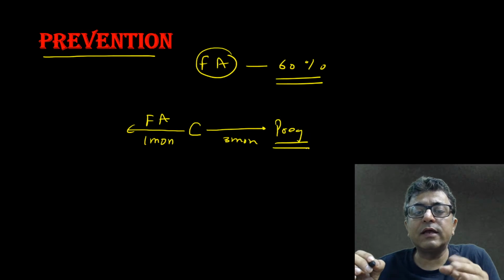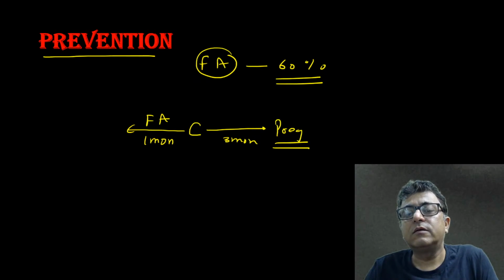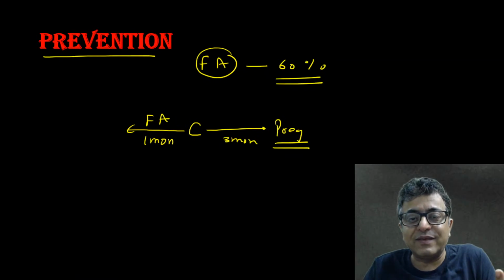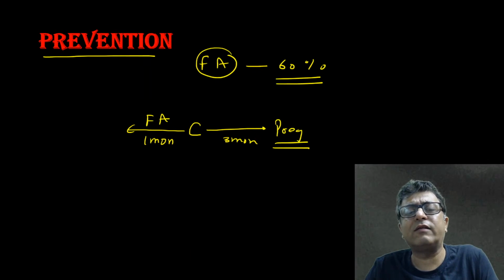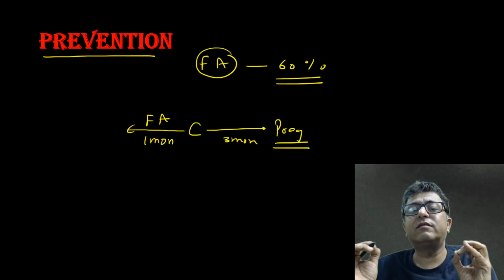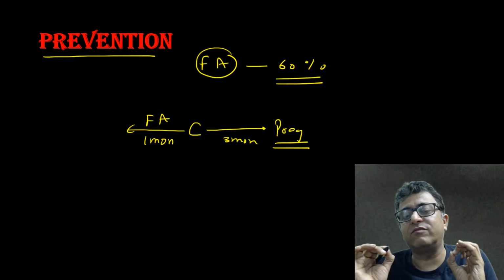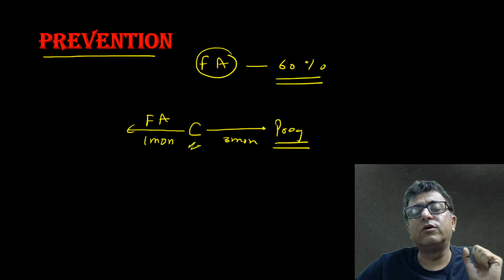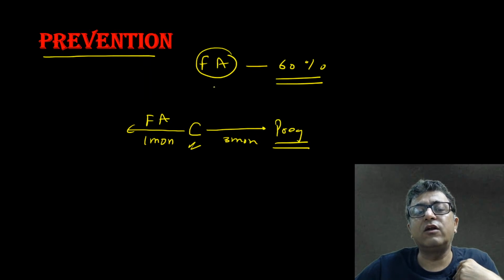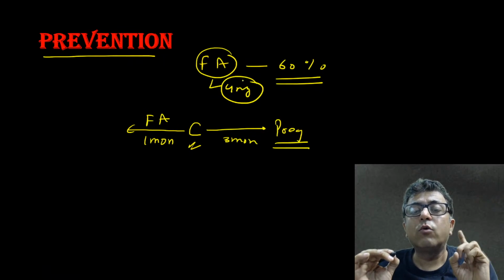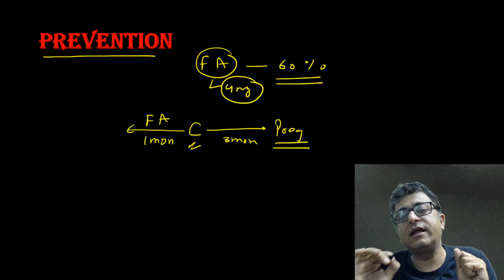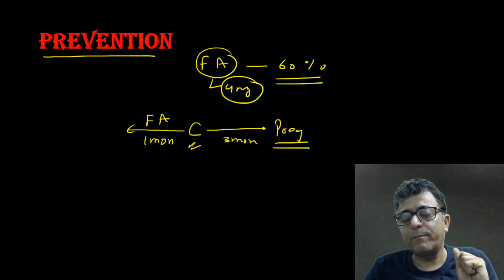Why am I telling 1 month prior to conception? Because once the mother knows she is pregnant, the neural tube defect has already taken place. So if she starts taking it after pregnancy, it will not work. So folic acid needs to start before conception. One month prior to conception, folic acid in the dose of 4 milligram. It should be started 1 month prior to conception and continued for 3 months of pregnancy.